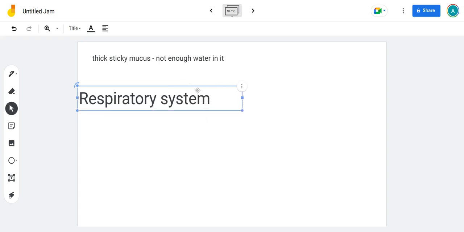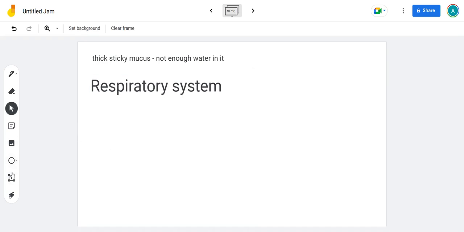So let's have a look at the problem with having really thick, sticky mucus in our lungs, in our respiratory system. We need mucus in our respiratory system, in our lungs, because the mucus acts as a trap for things like dust, bacteria, etc. And it stops these things that we don't want in our lungs from going all the way down to our lungs. So when we breathe in, let's put here that mucus is needed to stop lung infection.